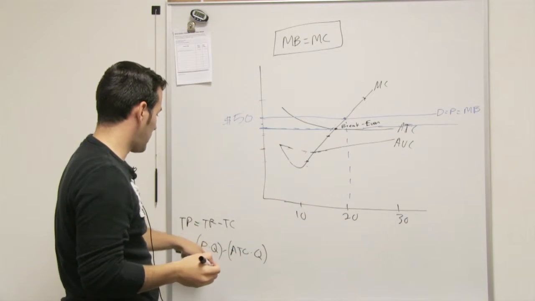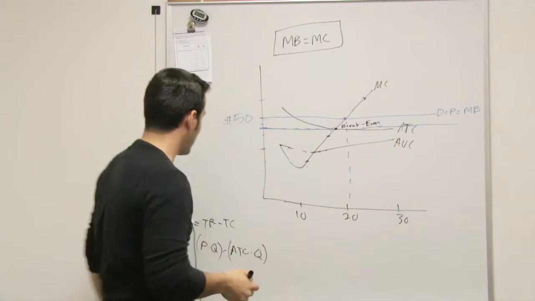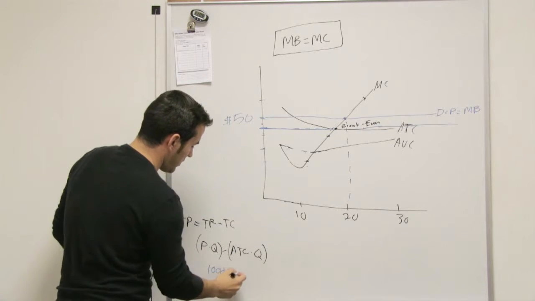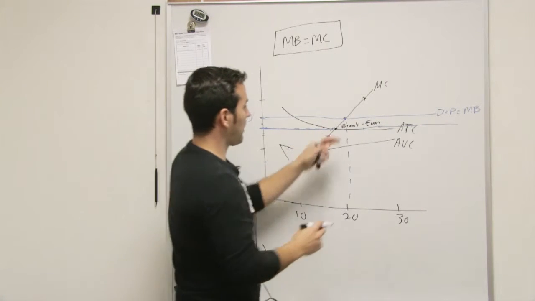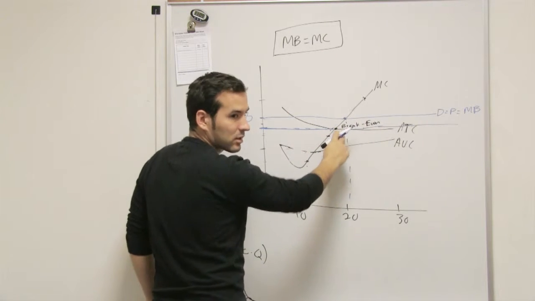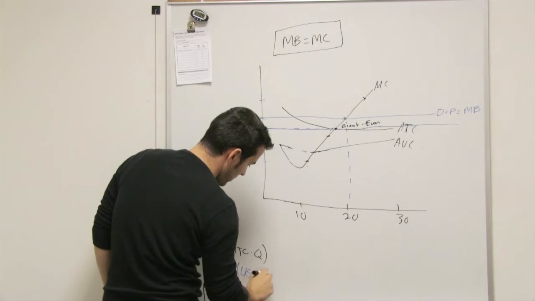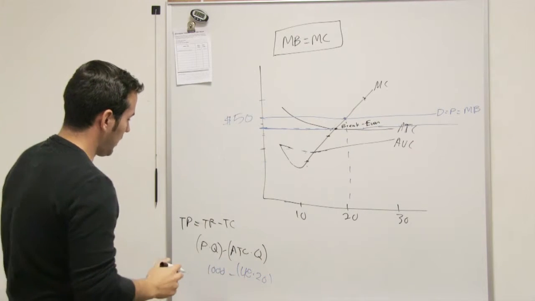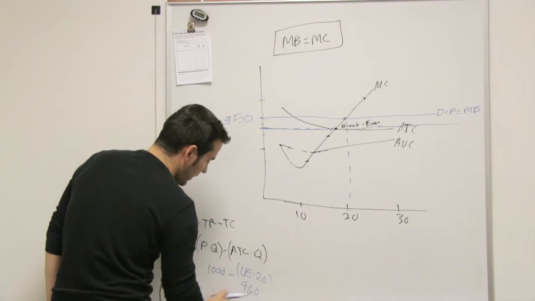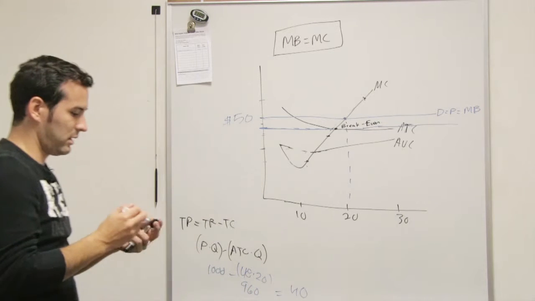So for total revenue, I would have price is 50 times quantity is 20, and I would get whatever that is, 1,000. And then I do average total cost. So my average total cost would be something lower than that. Maybe say that's $48, right? And then I do $48 times my quantity, which is 20. And that comes out to be like 960 maybe. And then I would see that you make a profit of 40, kind of, right?